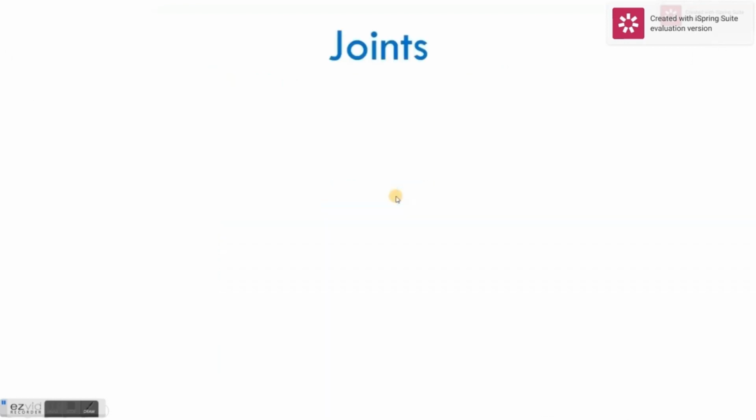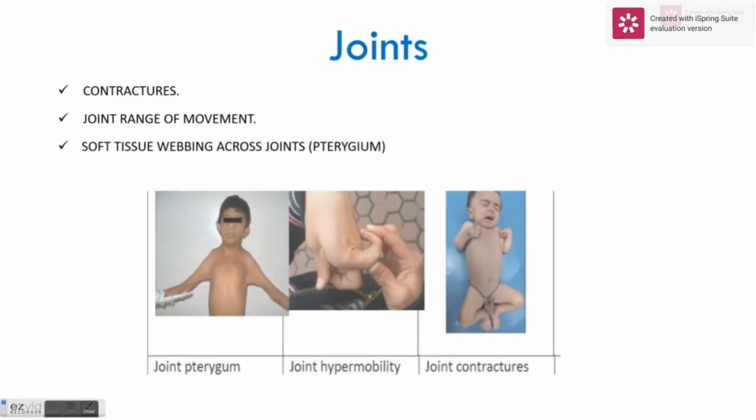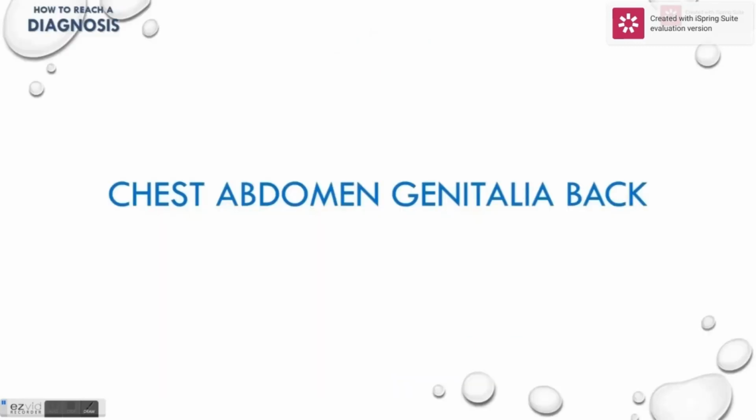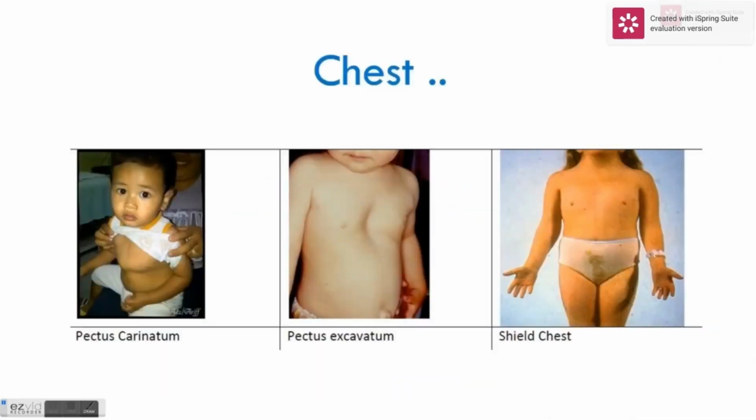Now to the joints, as I told you at the beginning, you can look for contracture or hypermobility of the joint. Look for pterygium. This is called pterygium. It can lead to a diagnosis. Hypermobile joints can be found in Ehlers-Danlos syndrome, or contractures as in arthrogryposis. Chest, abdomen, genitalia, and the back are also important.